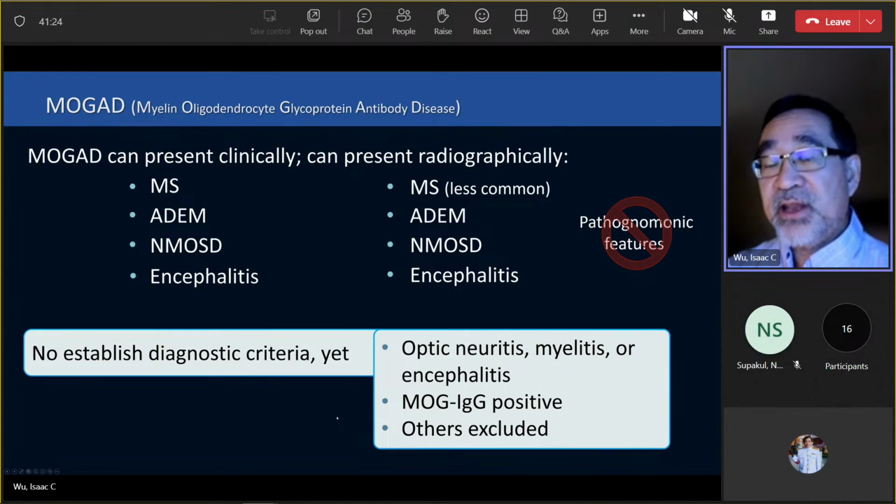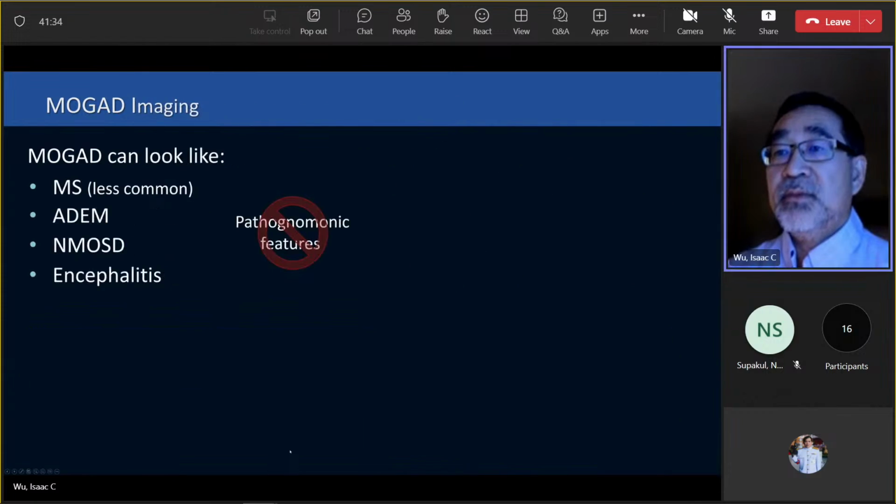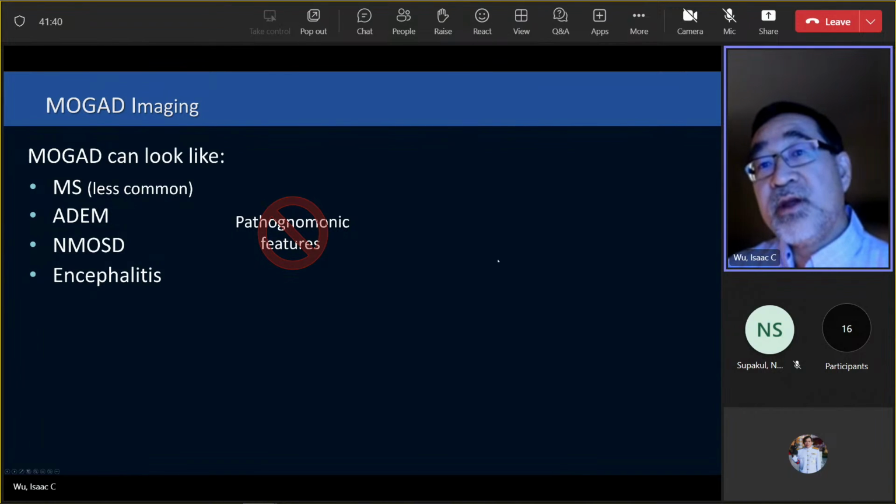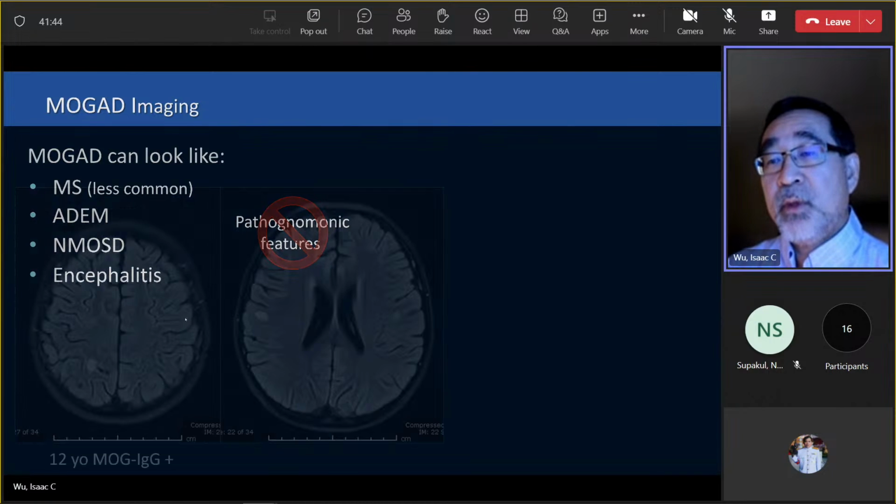Essentially, right now you want to test for the antibody, and the diagnosis also requires that you exclude other potential entities, especially things like NMOSD. So there is no pathognomonic feature on MRI or CT imaging, but there are some features that are more suggestive of potential MOGAD.